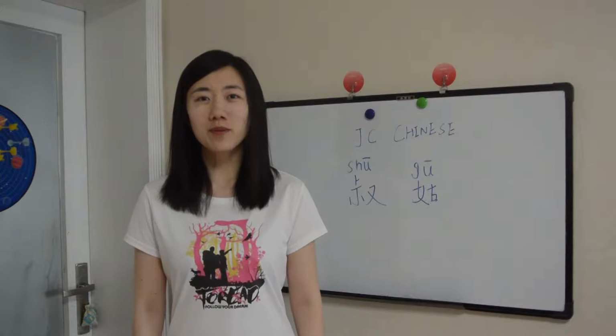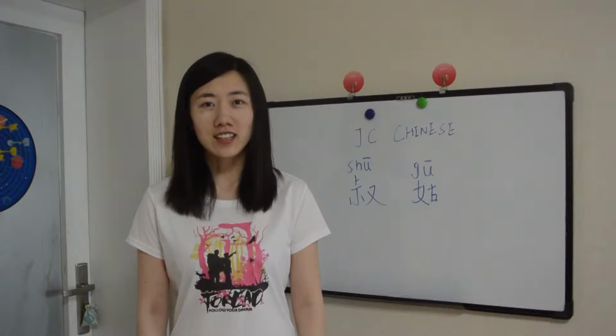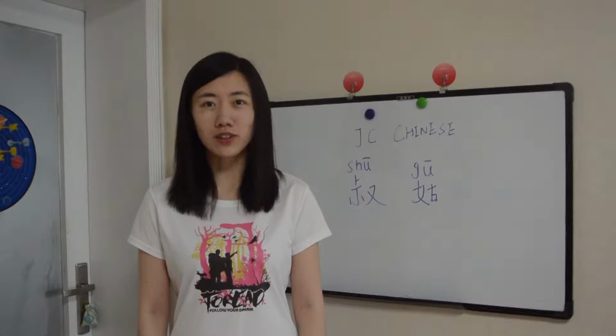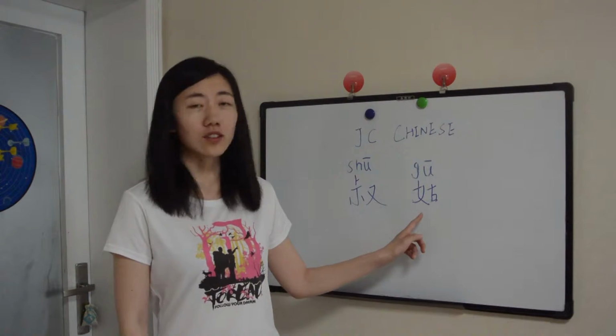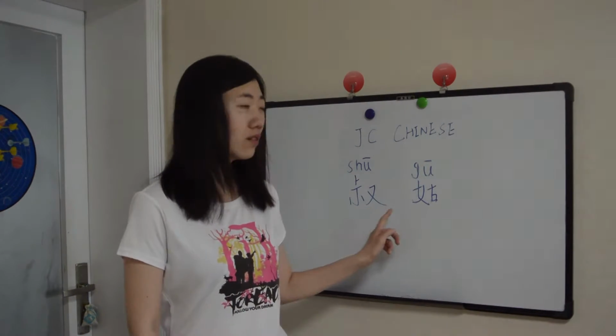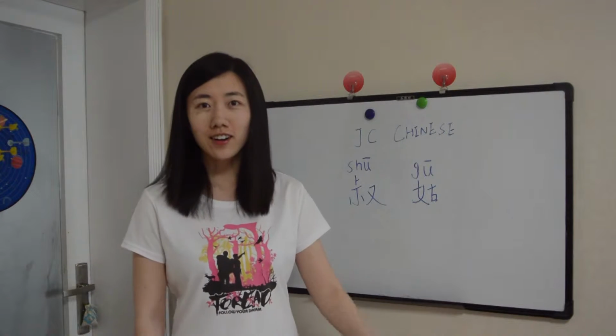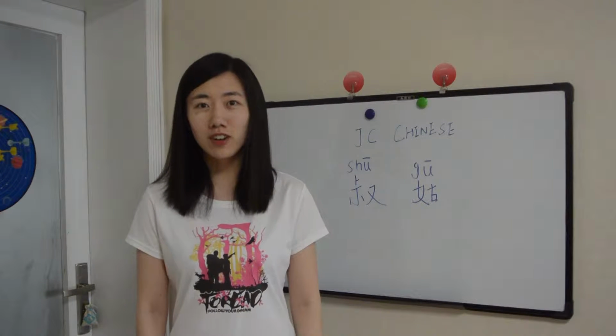Everyone, this is John from JC Chinese, and in this video we are going to learn two new characters regarding family members. They are 叔 and 姑, uncle and aunt. Alright, now please follow me, let's write those two characters together.